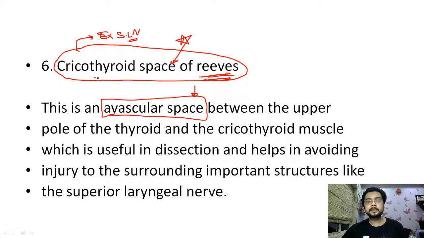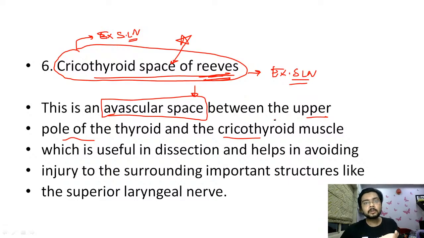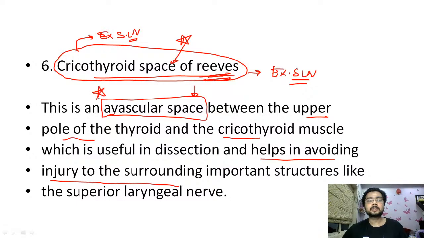That is why this cricothyroid space of Reeves is favorable for finding the external branch of the superior laryngeal nerve in Joll's triangle. It is an avascular space between the upper pole of the thyroid and the cricothyroid muscle. The cricothyroid muscle is the floor of Joll's triangle, and the upper pole of the thyroid is the lateral boundary of Joll's triangle. It helps in avoiding injury to surrounding important structures and gives less bleeding due to the avascular space. So, the cricothyroid space of Reeves.